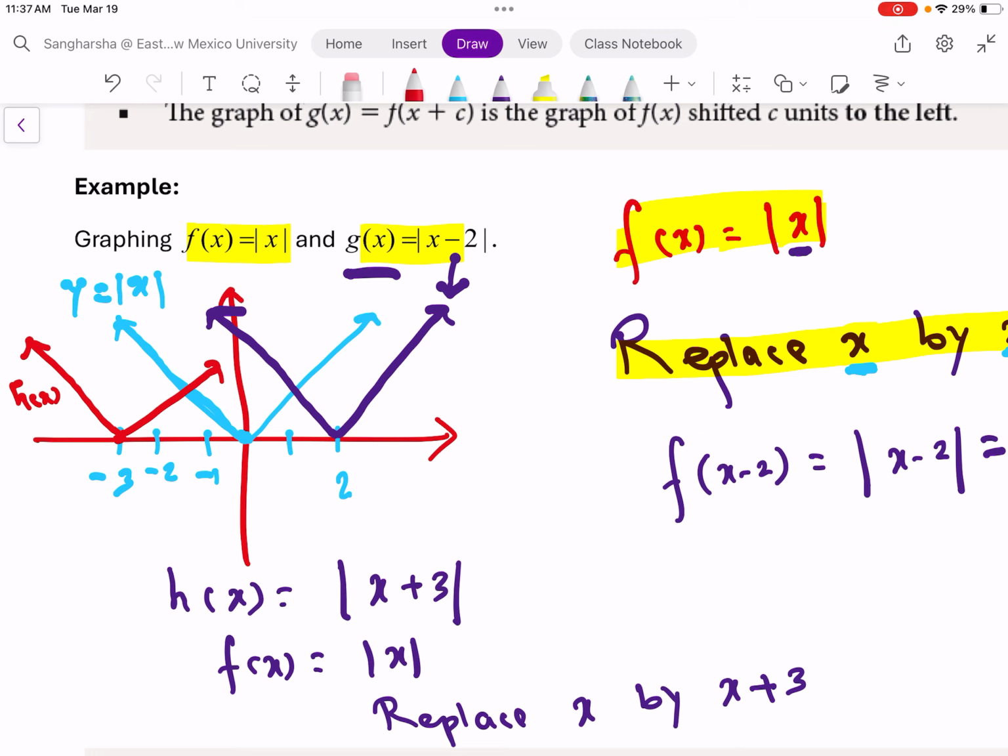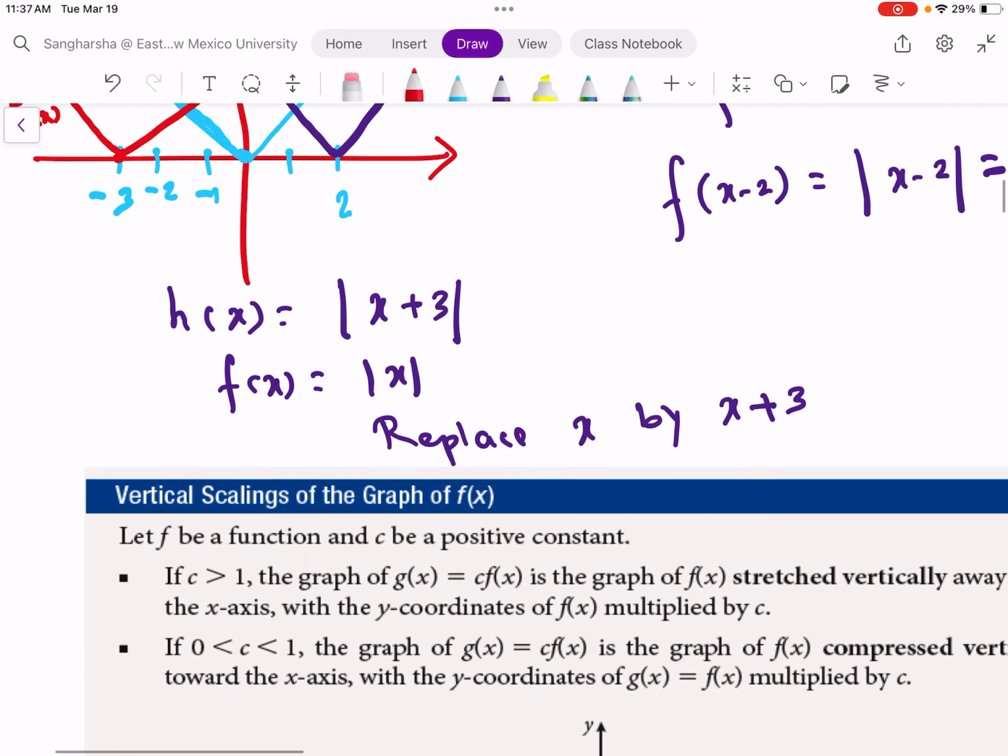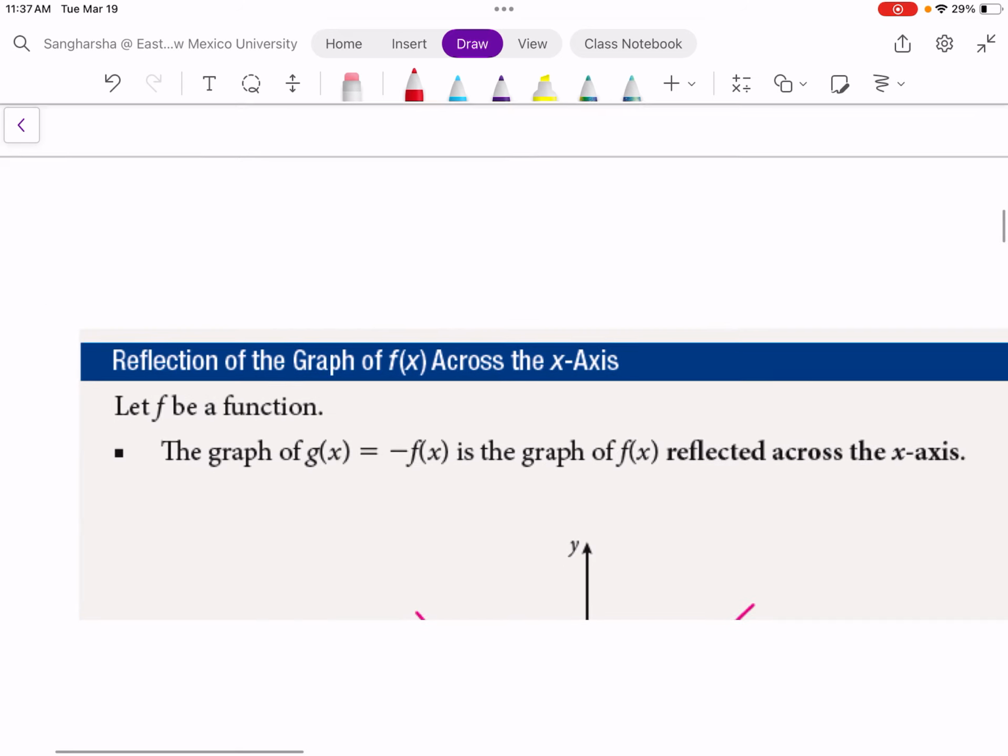Okay, so when you replace x by x minus some number, you are shifting to the right. If you replace x by x plus some number, you are shifting to the left. If you add a number to a function, you are shifting up. If you subtract a number from a function, you are shifting down. Okay, now with this, let me go to an example.